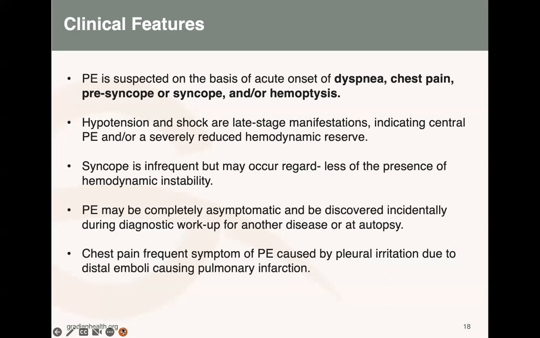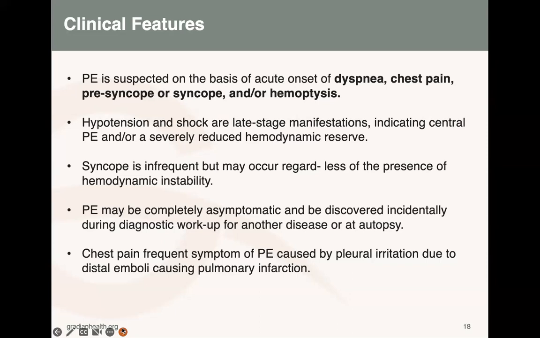So, clinical features of pulmonary embolism. How will a patient having pulmonary embolism present? Pulmonary embolism is suspected on the basis of acute onset of dyspnea. They get dyspnea because they get hypoxemia. They also present with chest pain, but the chest pain is caused by pleural irritation due to distal emboli causing pulmonary infarction. In the classical presentation, they get pain when they take in a breath, when they inhale.